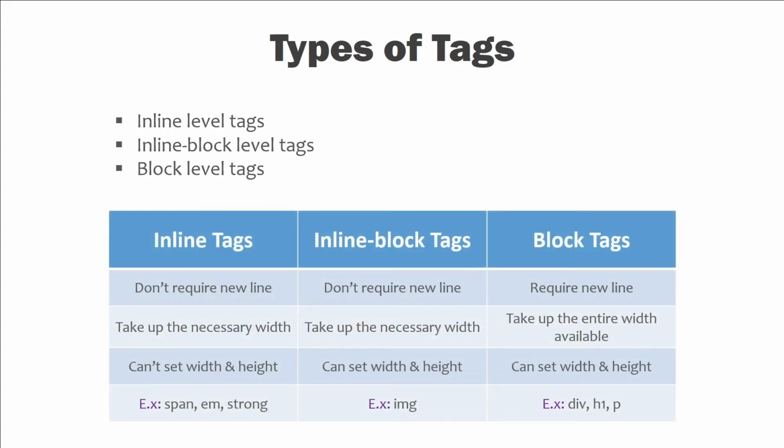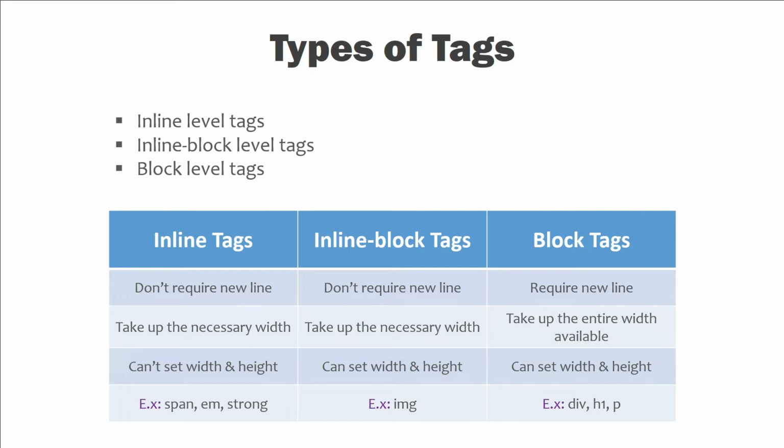So this is the table, and first of all, inline tags do not require a new line, so you can put inline tags anywhere in the document. Then we have inline block tags, which also do not require a new line, but block tags require a new line. The inline tags take up the necessary width, not the entire width which is available. And inline block tags also take the necessary width, while the block tag takes up the entire width available.